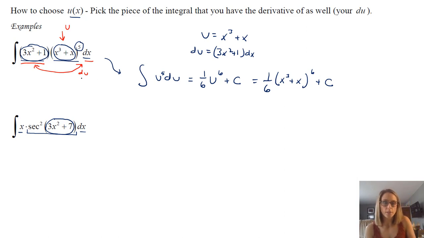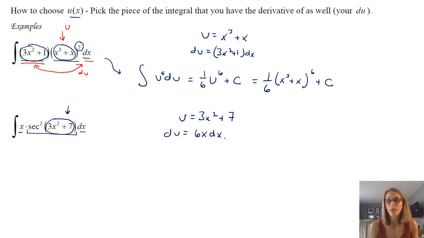So when we have 3x squared plus 7, we might think, okay, well, seems like a good idea for my u. So we'll try it. And yes, sometimes with integration, you just gotta try. And if it doesn't work, then you're gonna try something else. But that's part of problem solving. So our differential here is going to be 6x dx.